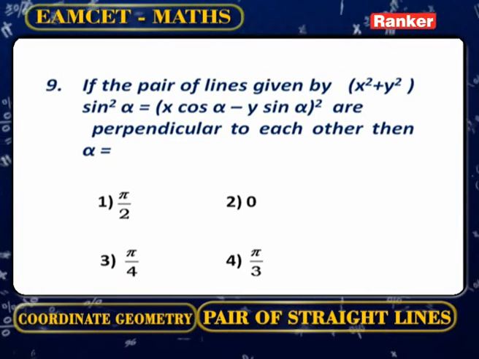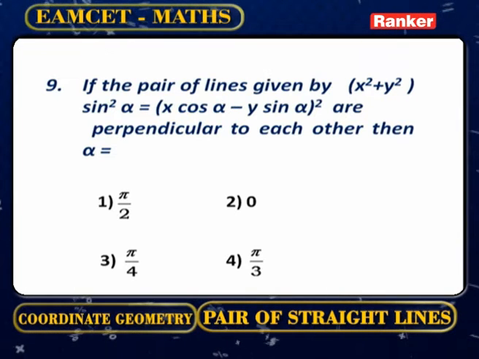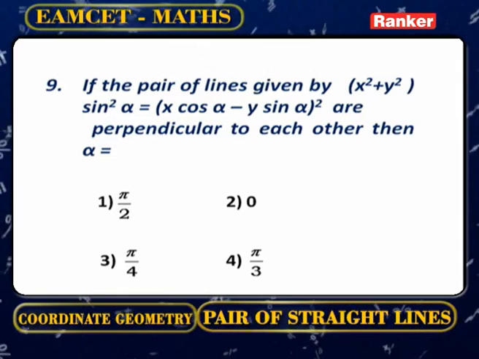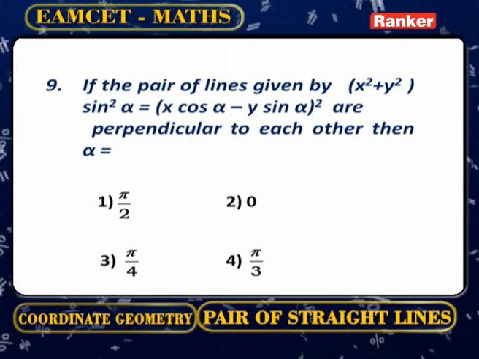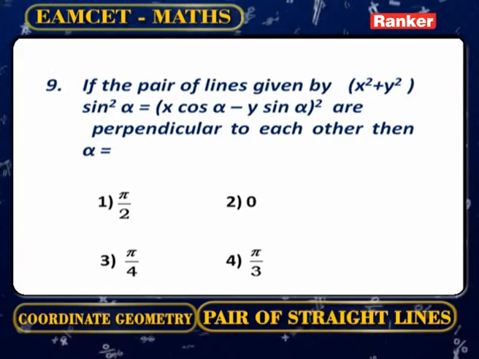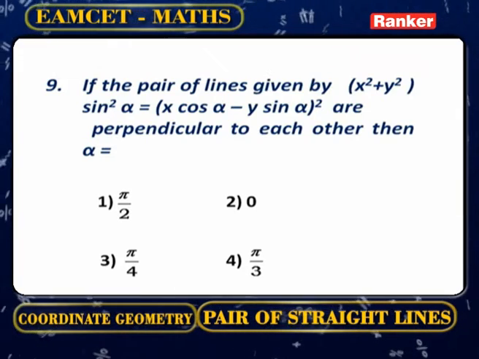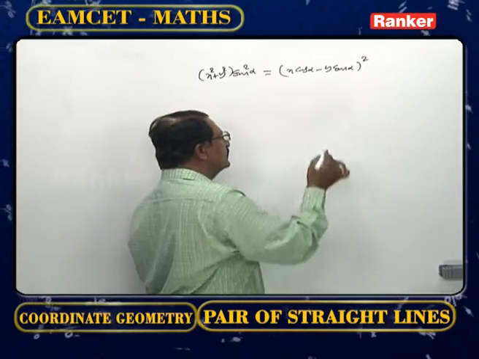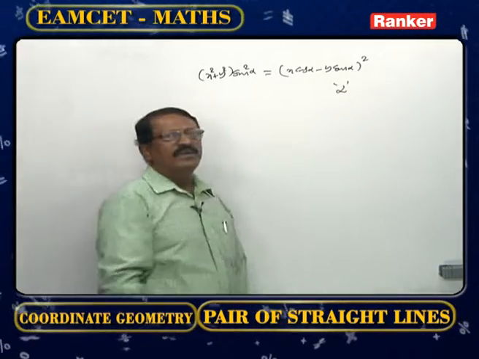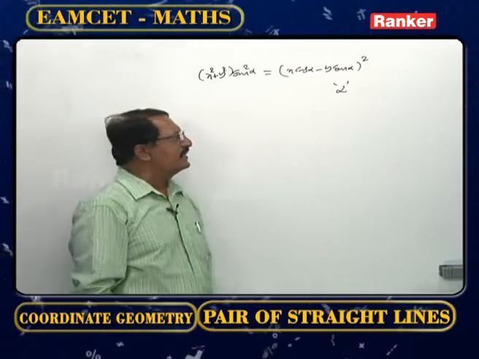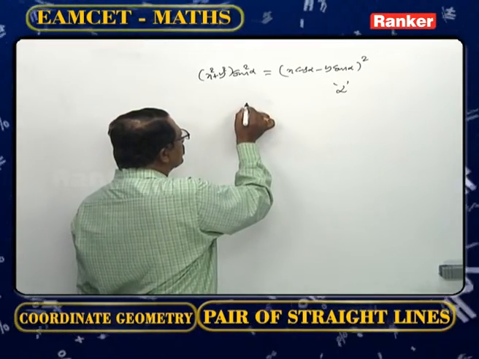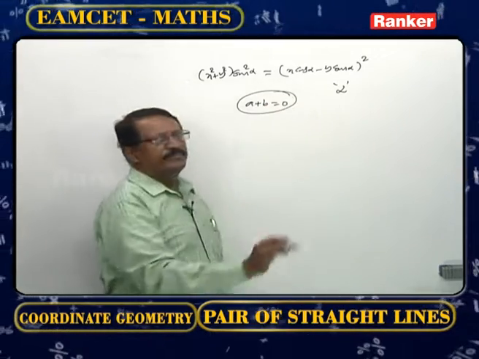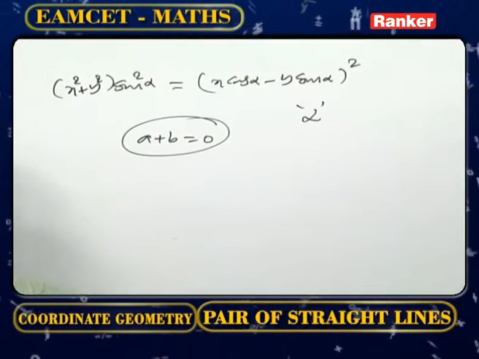The pair of lines given by x square plus y square into sin square alpha equals x cos alpha minus y sin alpha whole square are perpendicular to each other, then alpha equals. Now the given pair of lines are perpendicular to each other, require the value of alpha. Now angle between the pair of lines is 90 degrees, then the coefficient of x square plus coefficient of y square equals 0. Now a plus b equals 0.